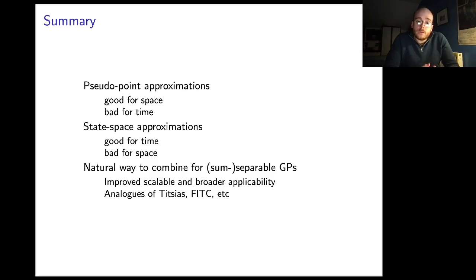And when you do so, you get much more scalable solutions, and you can get some really clean results as well, like closed form optimal approximate posteriors, and kind of getting analogues of the standard pseudo-point methods, like Titsias's variational formulation, FITC, DTC, etc., etc.